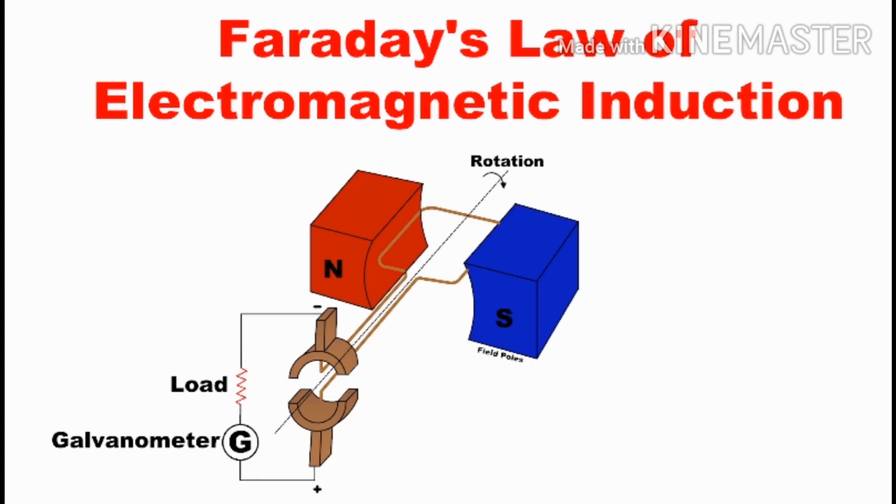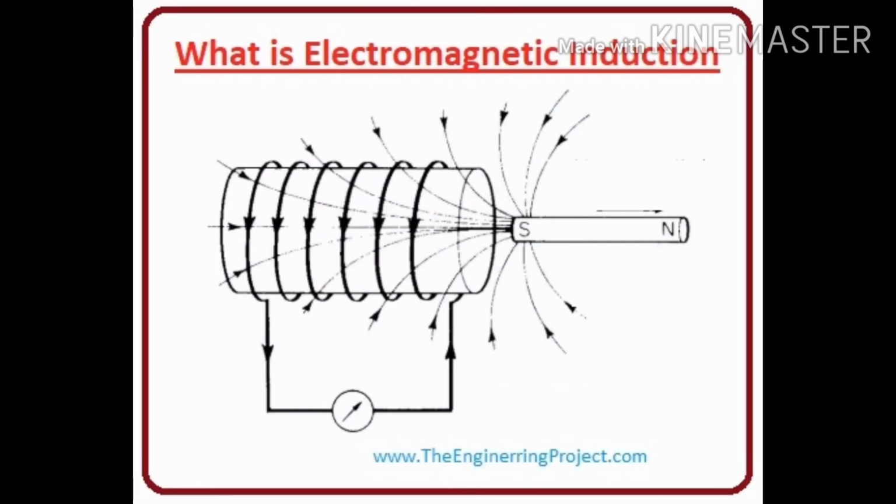Now we will learn Faraday's law of induction. Whenever the number of magnetic lines of force passing through the coil changes, current is induced in the coil. This is known as Faraday's law of induction. The current produced in the coil is called induced current.